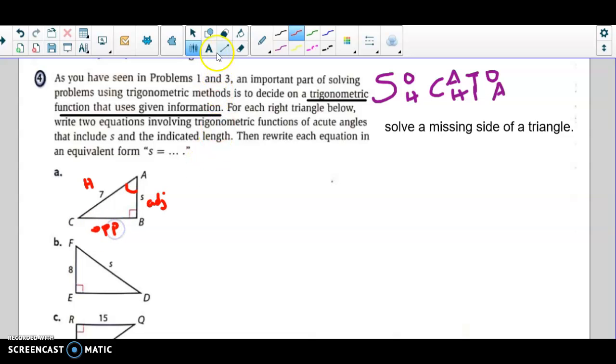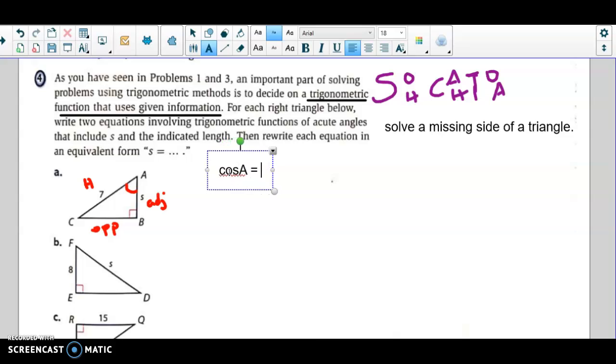So if we're going to be writing two equations to solve that, our two equations would be, well, let's see. We're not actually coming up with a number answer. So if A is our reference point, we have the adjacent and the hypotenuse. What trig function uses adjacent and hypotenuse? So let's look up here. It's cosine. So this would be the cosine of A is equal to S divided by 7. All right? That's if we use this top part as our reference point.